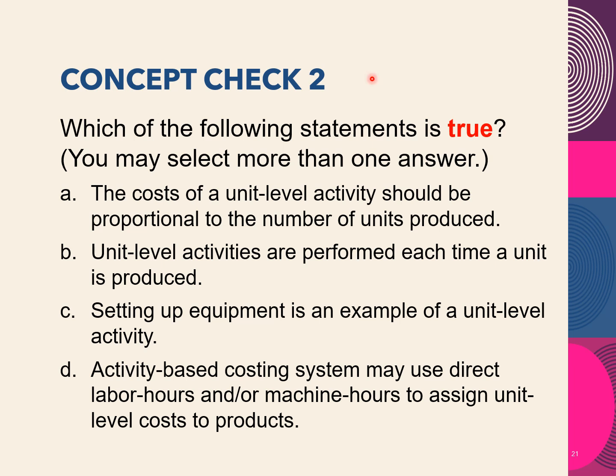Concept check number 2. Which of the following statements is true? You may select more than one answer. A. The costs of a unit level activity should be proportional to the number of units produced. B. Unit level activities are performed each time a unit is produced. C. Setting up equipment is an example of a unit level activity. D. Activity-based costing system may use direct labor hours and/or machine hours to assign unit labor costs to products. What is your answer?